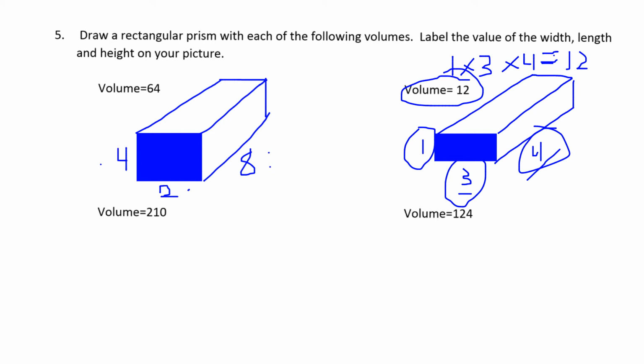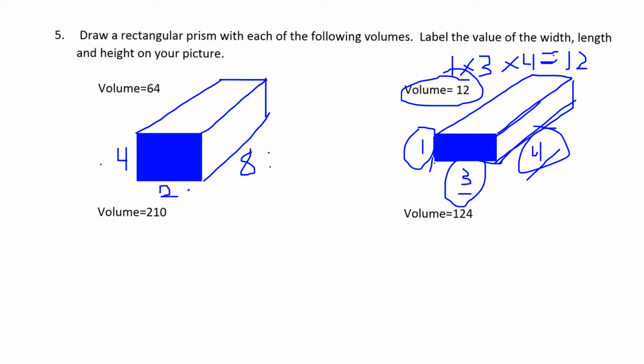Don't worry about getting the picture absolutely right. That's why we label the dimensions and things like that. But your length should be longer than your width, and your height should be fairly proportionate. It doesn't have to be exactly right, but you do want to make sure that it looks reasonable to some degree.